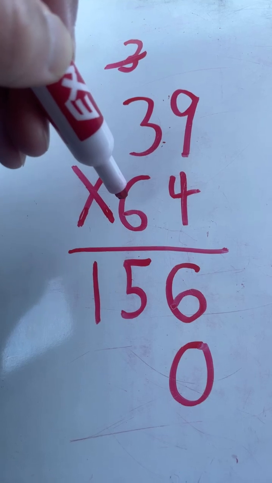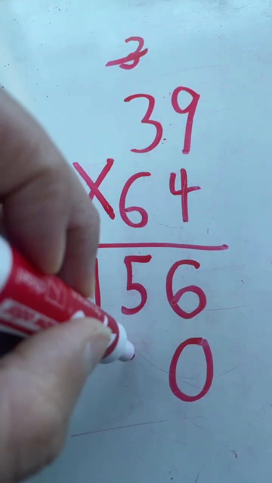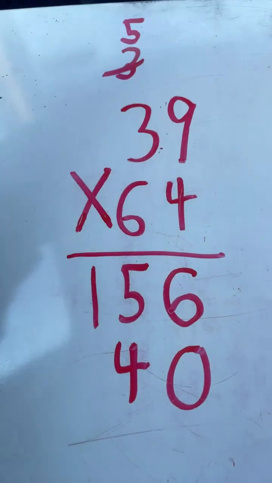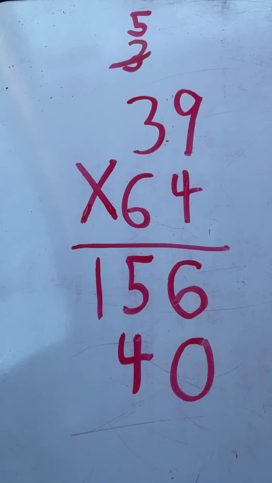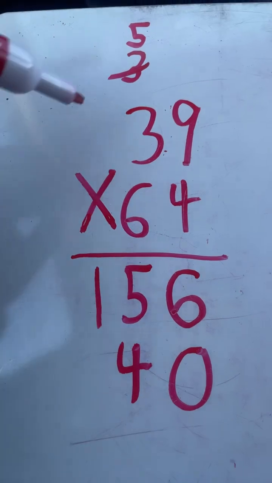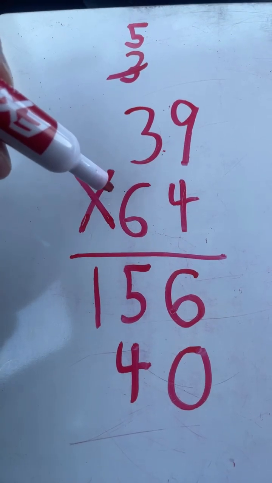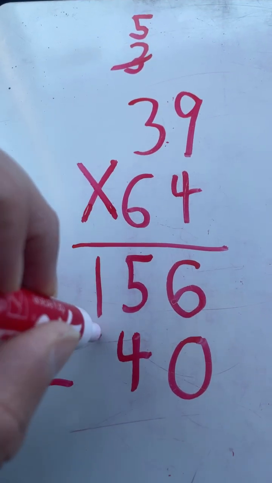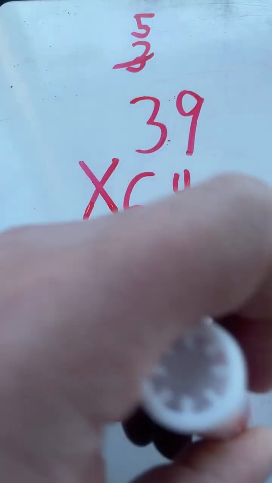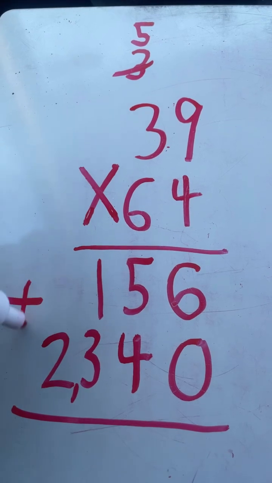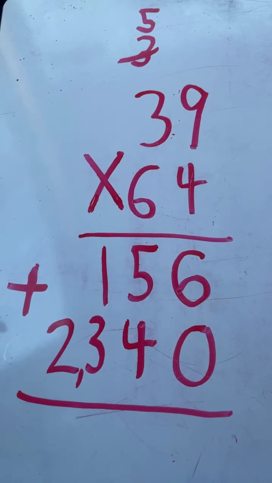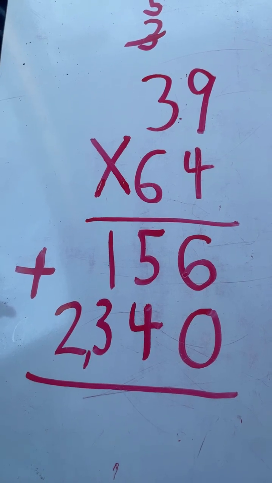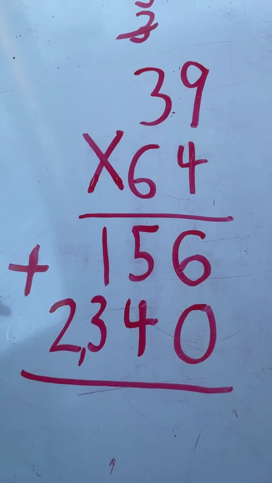9 times 6 equals 54. So the 4 in 54 goes in the tens place. The 5 gets carried over to the 100s place. 3 times 6 equals 18, and we have to add the 5 that we carried over. 18 plus 5 equals 23. All right, final step is we have to add these two numbers together to get our final answer.